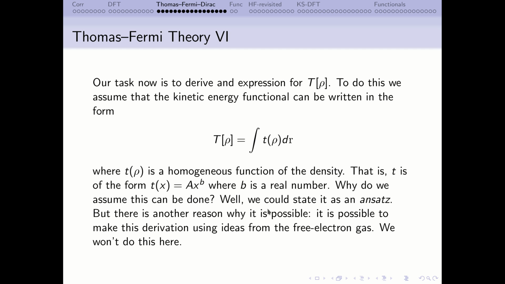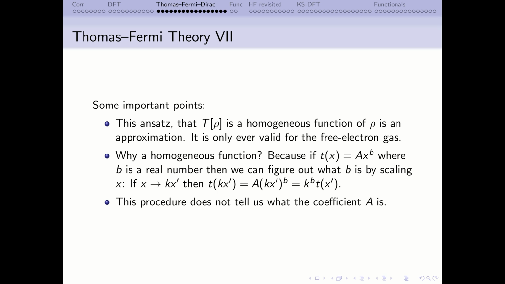To find out what a is, we are going to have to use ideas from the free electron gas. This is not something I want to do in this course, because you may or may not have had condensed matter B, I think it is. But the book by Parr and Yang, and pretty much many books on density functional theory, will show you how the uniform electron gas can be used to find out what a is. Okay, so this is what we're going to do. This is our ansatz. I've explained a little bit about homogeneous functions over here, so please have a look.